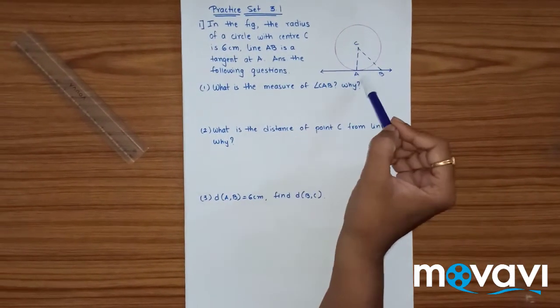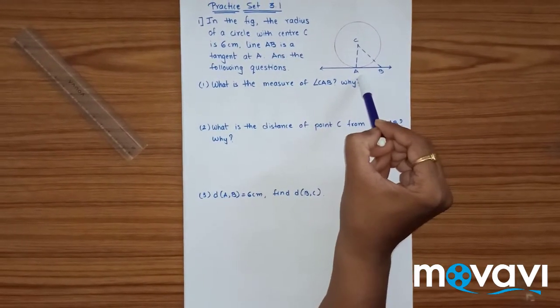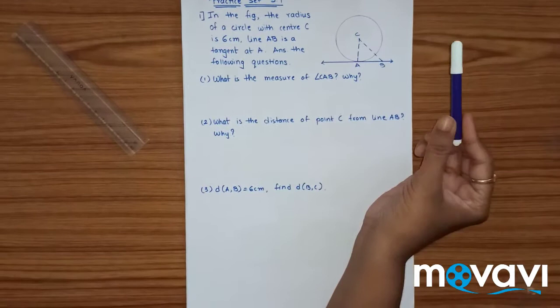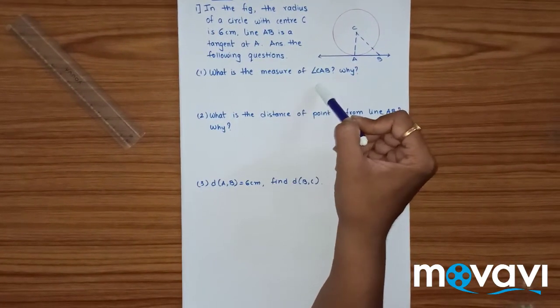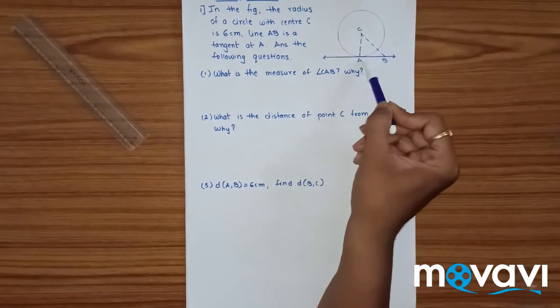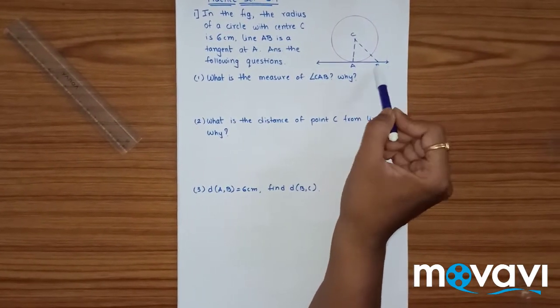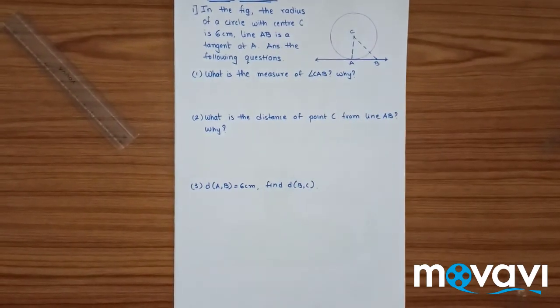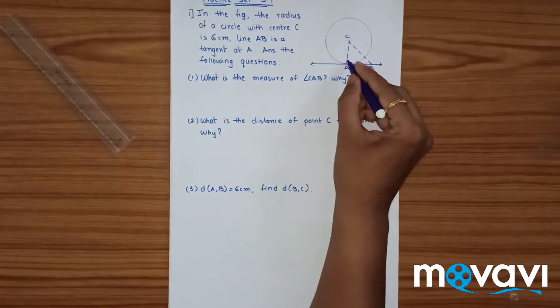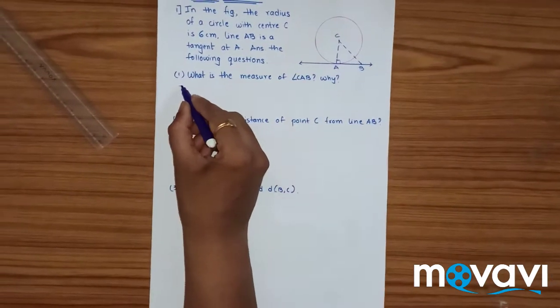Line AB is a tangent at point A. Answer the following questions. So first question is, what is the measure of angle CAB and why? CAB, as we have studied the first theorem, it should be 90 degree. Okay, what is the theorem? Tangent theorem. So let us write down the answer.